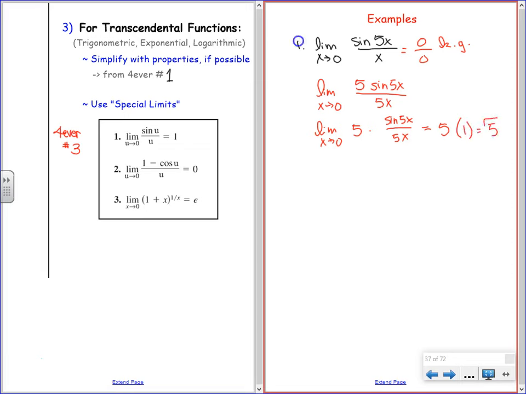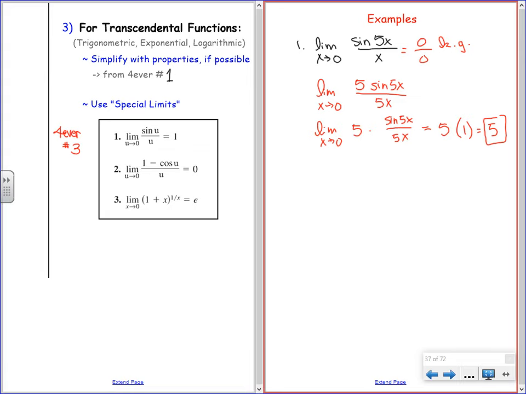Now some of you are like, wait a minute, I think I see a pattern here. Oh, you're right. You're totally right. We can't make a rule because we can't pull that 5 out. That's totally illegal. However, with limits, that's going to happen whenever you see sine of something over that same something and you're approaching 0.